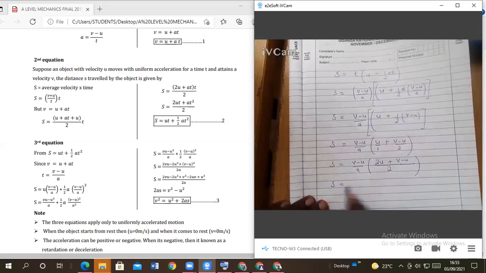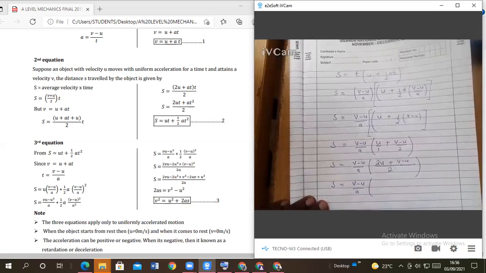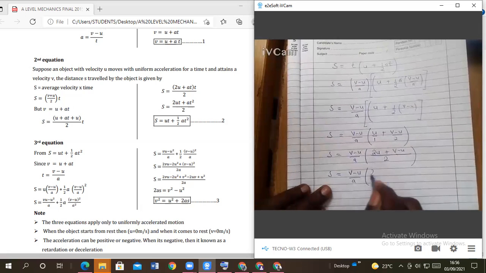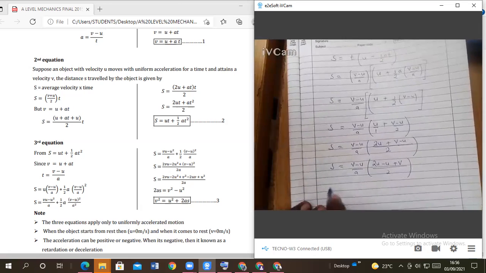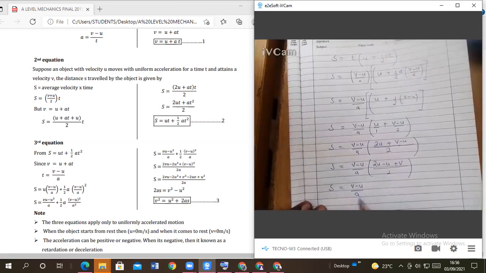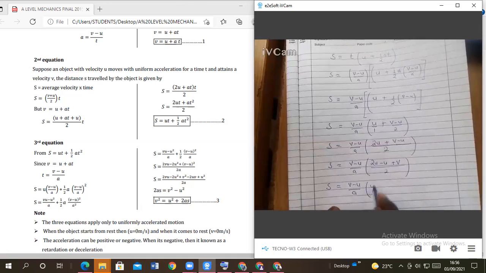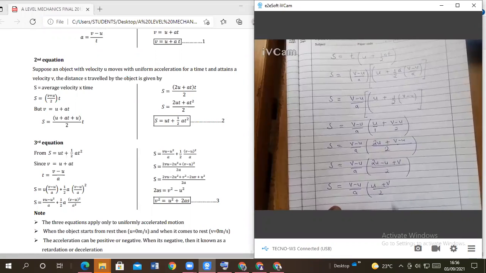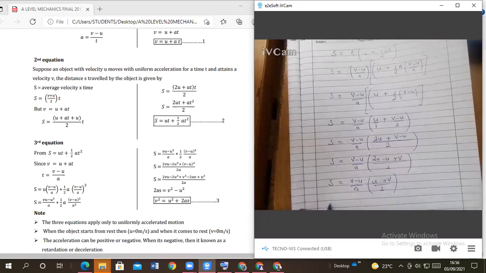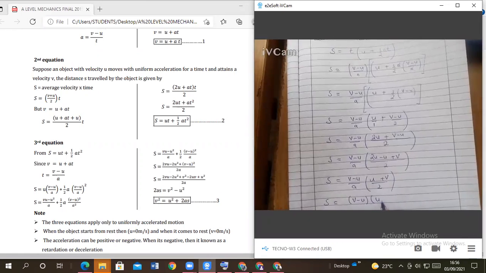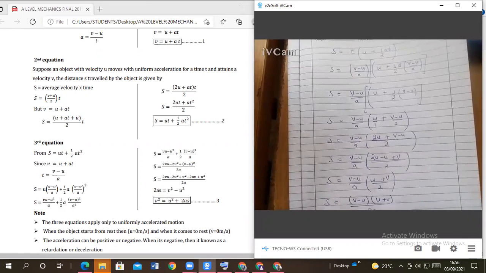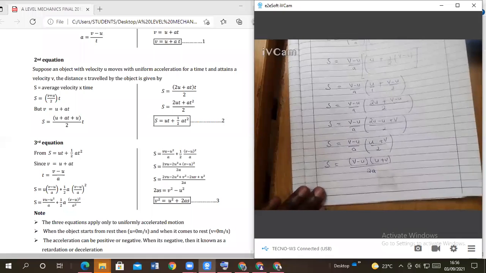V minus U. So S is equal to V minus U out of A into, you see that I have 2U minus U. Not so? Plus V over 2. So S is equals to V minus U out of A into 2U minus U, give us what? U. Plus V over what? Over 2. So you see that S is equals to V minus U into U plus V over 2, over 2A.